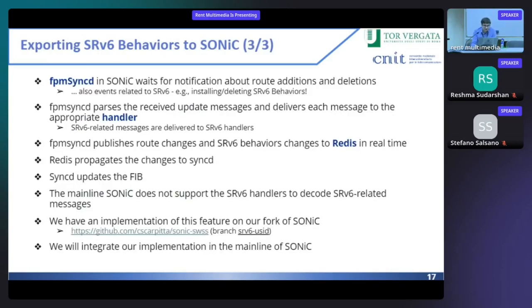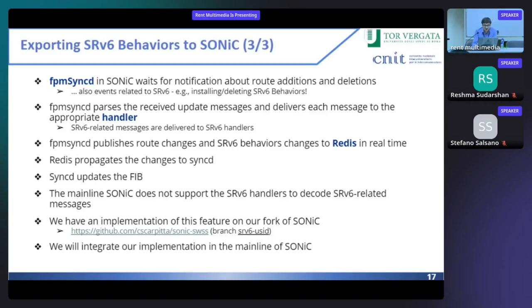The last part of the presentation is the implementation of SRv6 in SONiC. As I said, fpmsyncd waits for notifications about route additions and deletions. These notifications also include the information related to SRv6, for example, installing or deleting behaviors. fpmsyncd parses all the received update messages and delivers each message to the appropriate handler.